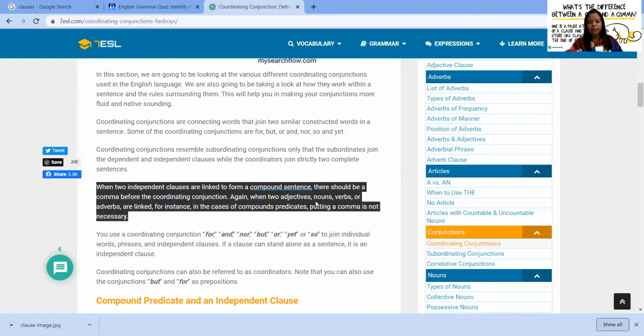Again, when two adjectives, nouns, verbs, or adverbs are linked, for instance in the cases of compound predicates, putting a comma is not necessary. This also you all have to remember. You use a coordinating conjunction, for, and, nor, but, or, yet, or so, that means the FANBOYS, to join individual phrases, words, and individual clauses. Now, if a clause can stand alone, it is an independent clause. So do not forget that.